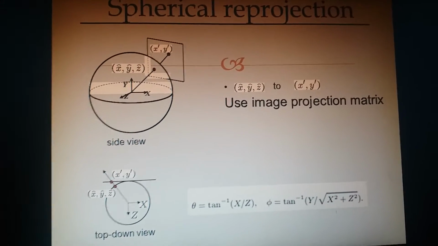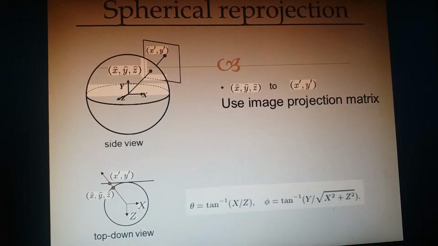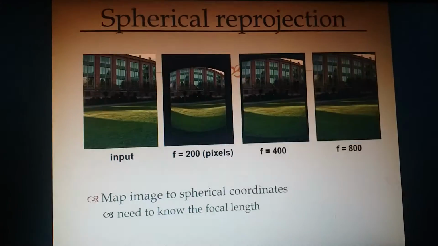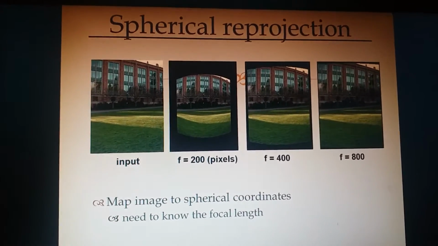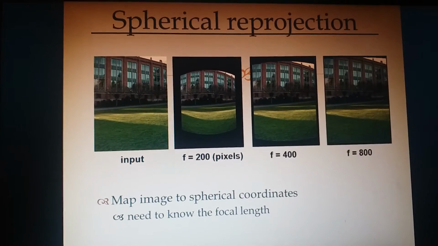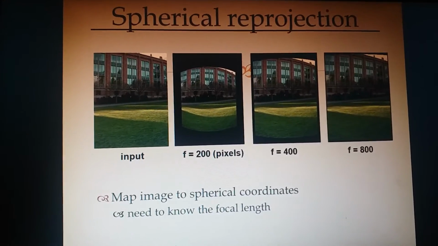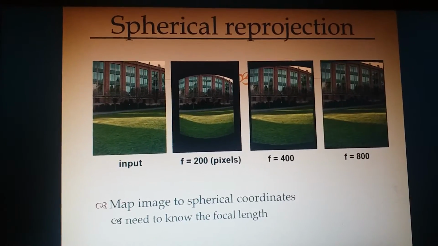These are the formulas. Theta is equal to tan inverse of x by z, and phi is equal to tan inverse of y by root of x square plus z square. So this is an example of spherical reprojection. The main thing about spherical reprojection and cylindrical reprojection is that we should know the focal length of the camera.